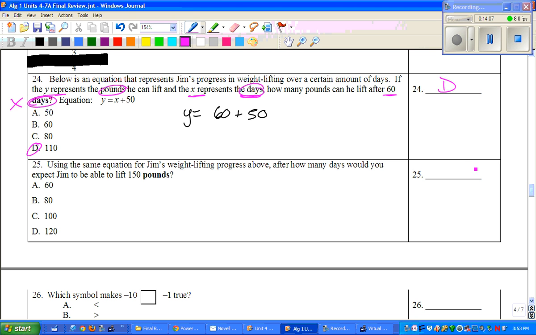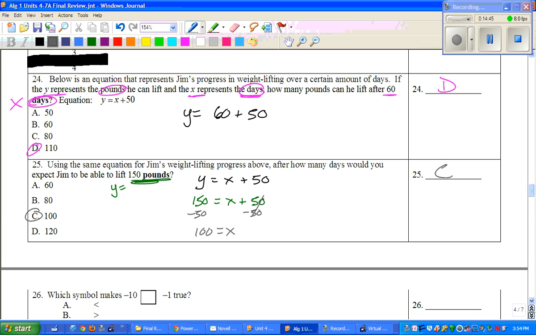Number 25, using the same equation. I'm just going to write it down real quick. When would he be able to lift 150 pounds? Okay, and pounds is y. You guys can solve this equation. Subtract the 50 from both sides. 100 equals x. So that's how many days it would be. Okay?